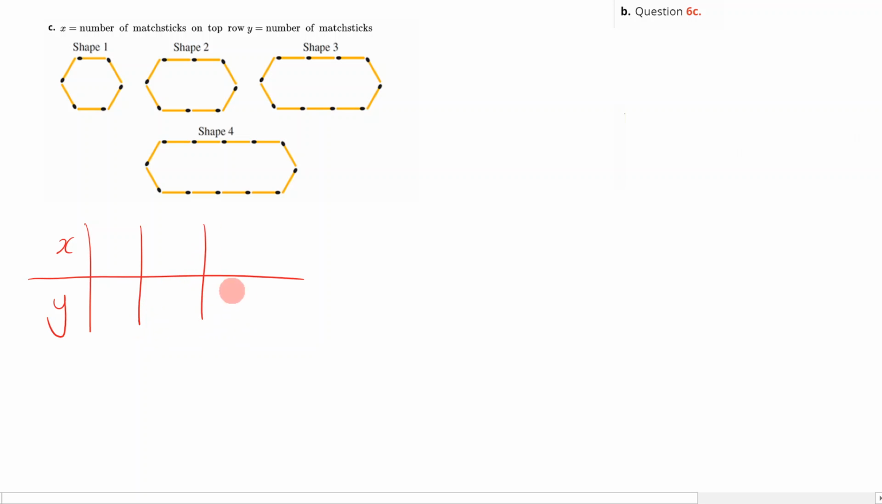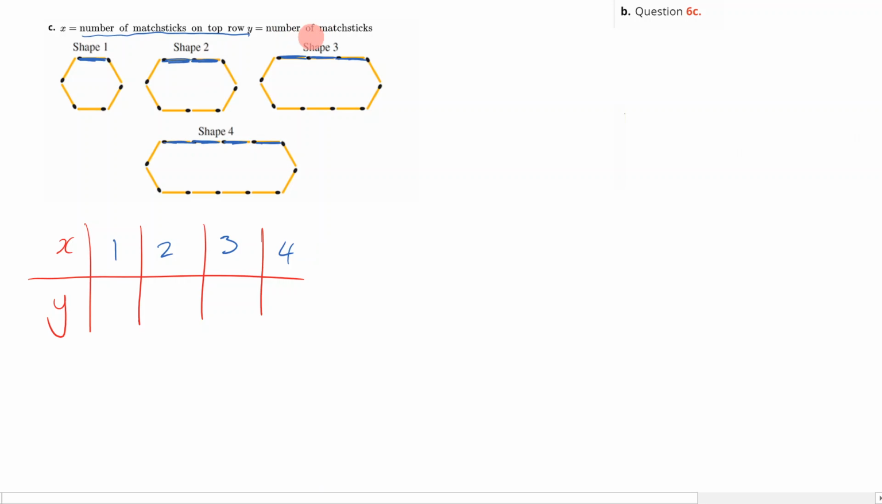1, 2, 3, 4. I then am going to go, well, how many matchsticks do I have? Number of matchsticks on the top row. Well, I have 1 matchstick on the top row here. Here, I have 2 matchsticks on the top row. Here, I have 3 matchsticks on the top row. And then on the last one, I have 4 matchsticks on the top row.